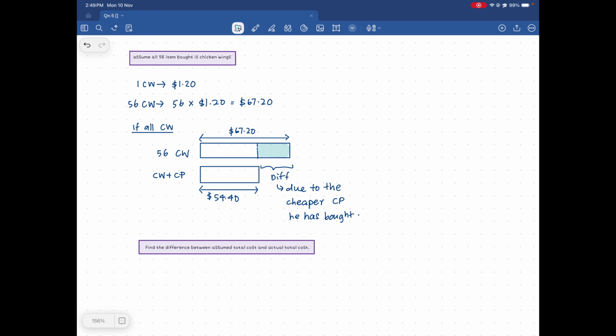Next, I want to find out what's the actual value of this difference. So to find this, I will take $67.20 minus $54.40. This will give me $12.80.